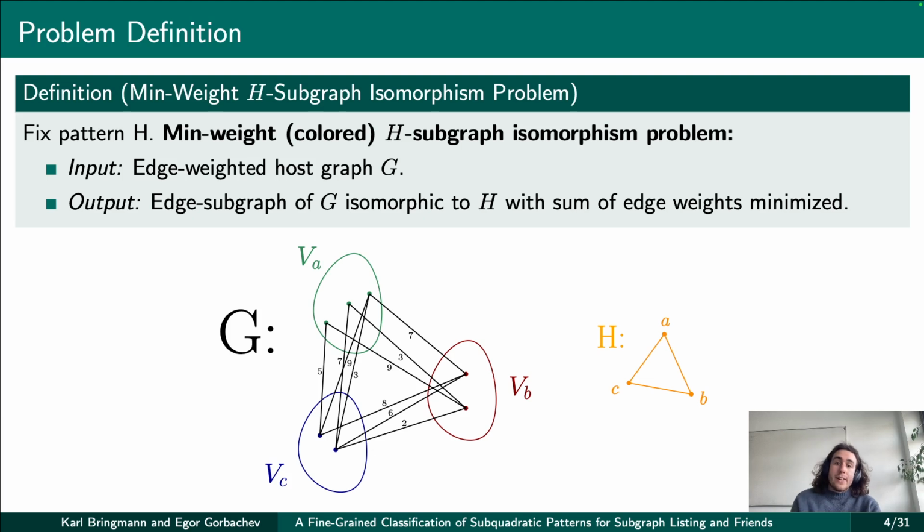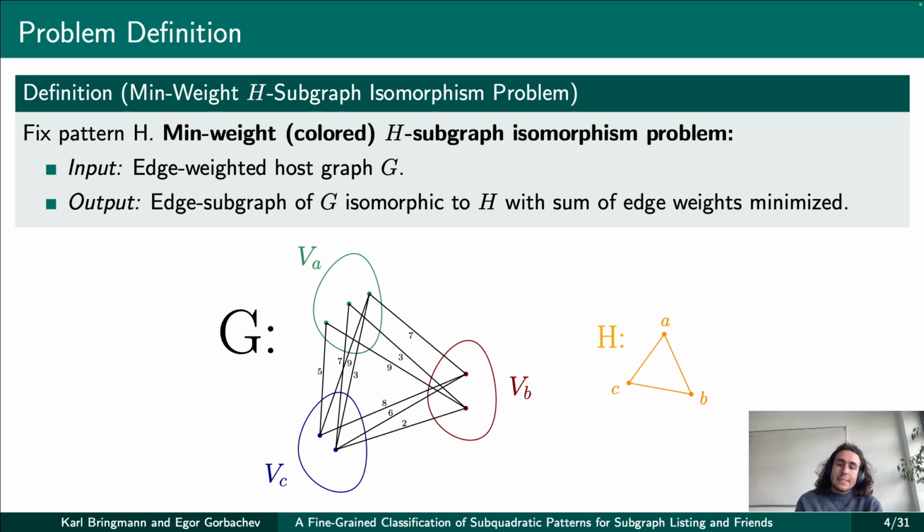So let me finally define the problem that we'll focus on. For a fixed pattern graph H, the problem of minimum weight colored H subgraph isomorphism asks, given an edge-weighted host graph G with parts labeled with vertices of H, to find an edge subgraph of G that is isomorphic to H with the sum of edge weights minimized.